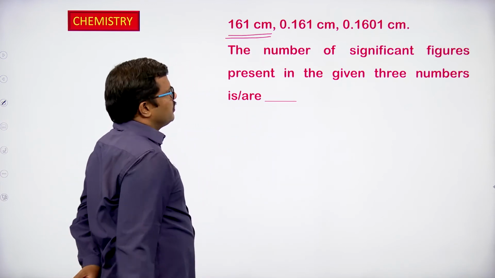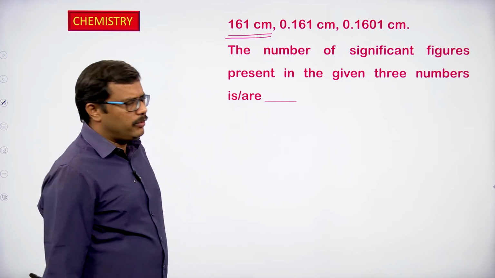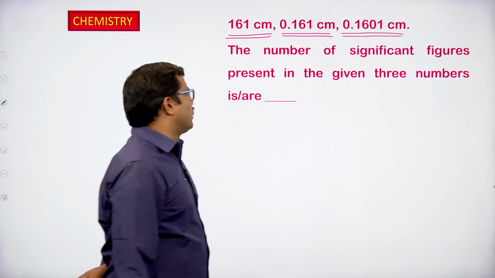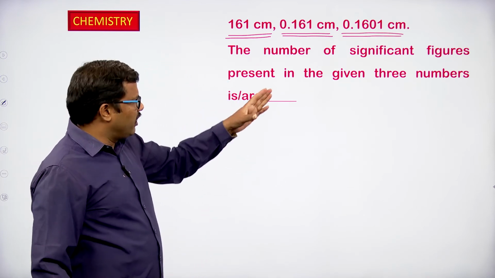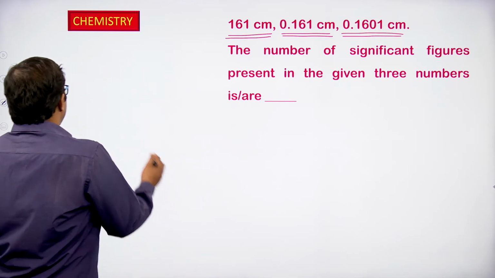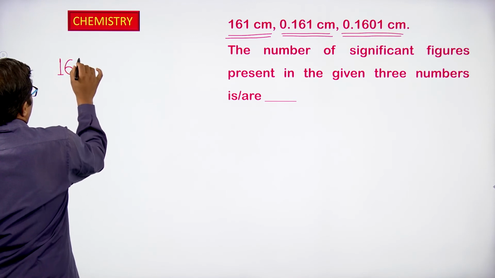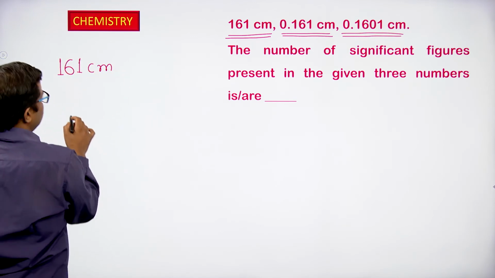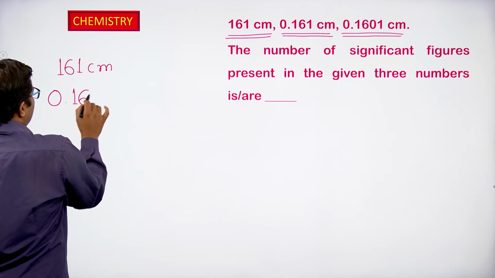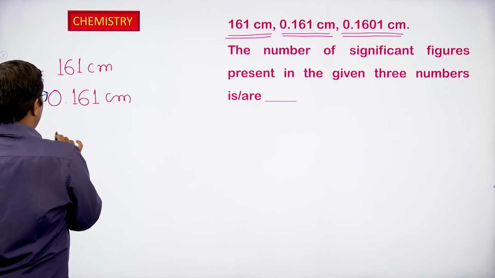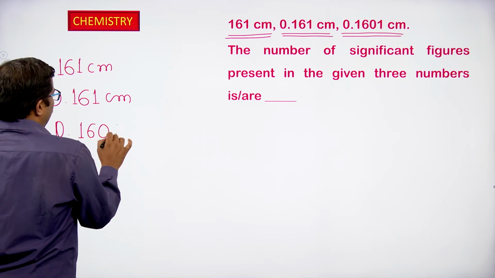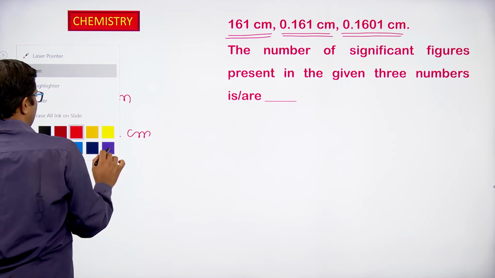161 centimeters, 0.161 centimeter, 0.1601 centimeter. The number of significant figures present in the given 3 numbers are? We have to identify the number of significant figures in the 3 numbers that are given. One is 161 centimeter, another is 0.161 centimeter, and one more is 0.1601 centimeter.